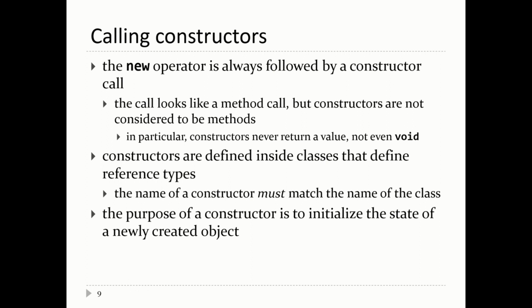When you use new, it's always followed by a constructor call unless you're making an array. If you're making an array, then it's just the type of the array that you're making. It looks like you're calling a method, or a function in C. But the standard for the language specifically says constructors are not methods. In particular, a constructor never returns a value, not even void. In Java, all methods return a value or void. Constructors never return a value; they never return void. So there is a distinction between a constructor and a method.